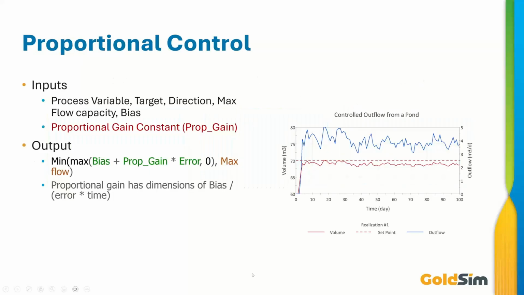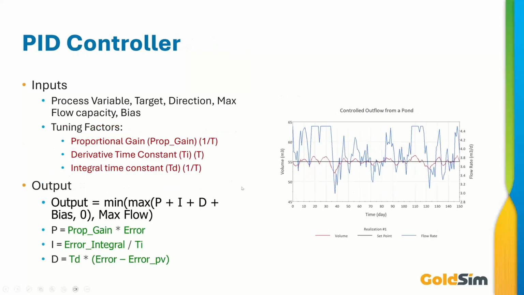Another type of controller it provides is the proportional control, and this is just a proportional outcome to the error, essentially. So it looks at the error, which is the difference between your target and your process variable. That's the red line and the dashed red line here. It looks at the difference between those two. And as that difference grows, then there is a proportionally growing output.